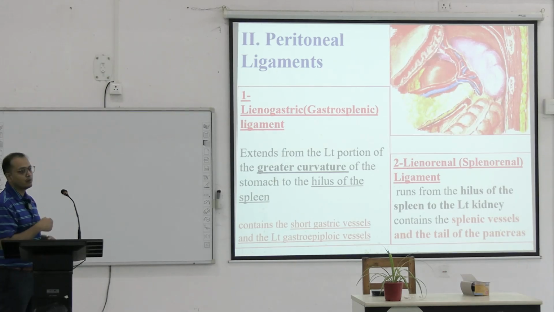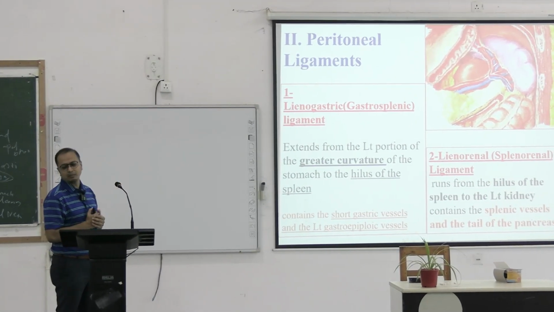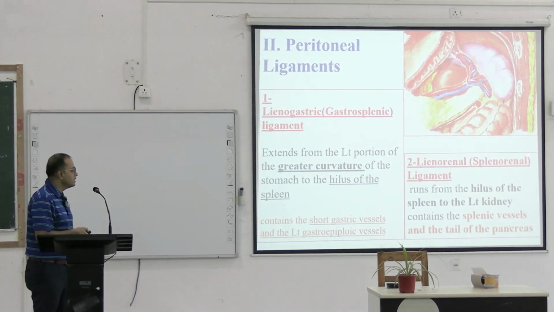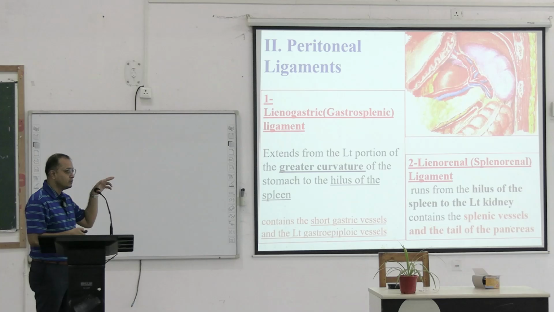Another one is the lienorenal ligament. That means from the spleen to the kidneys, we have this thin strip of ligament. What is it holding over here? Splenic vessels. That means, again, in case of splenic surgery, you have to work in this ligament and clamp this artery to remove the spleen.